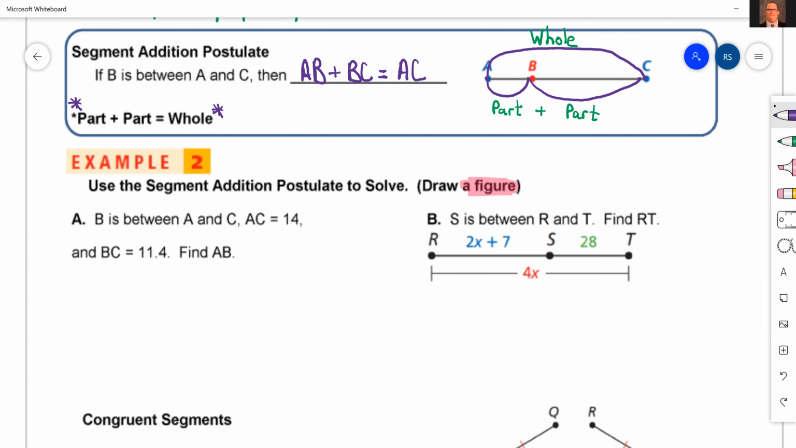So, A, it says B is between A and C. Stop there. Draw a picture. There's A. All right, draw a line. There's C. It says B is somewhere in between. Okay, so I did that. Now let's read the next piece of info. It says A to C is 14. So if I go from A all the way to C, that's going to be 14.